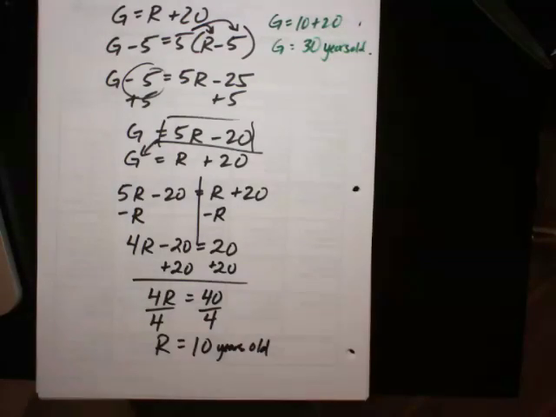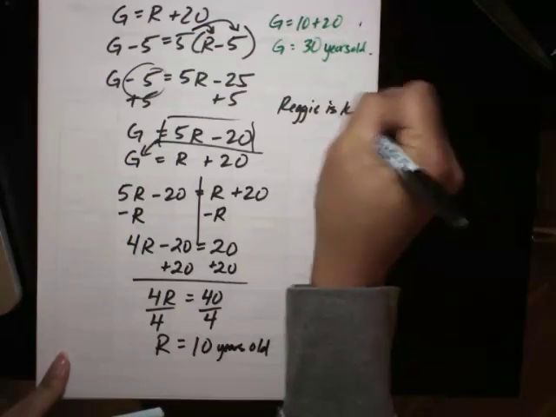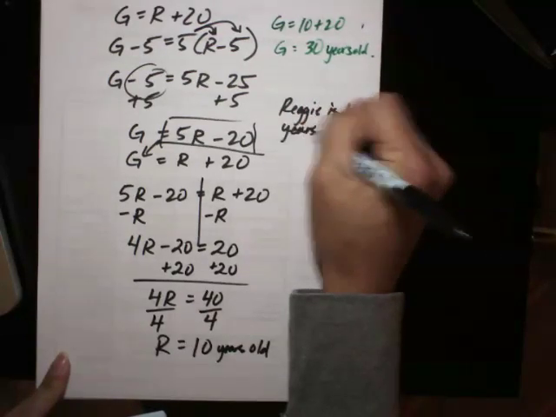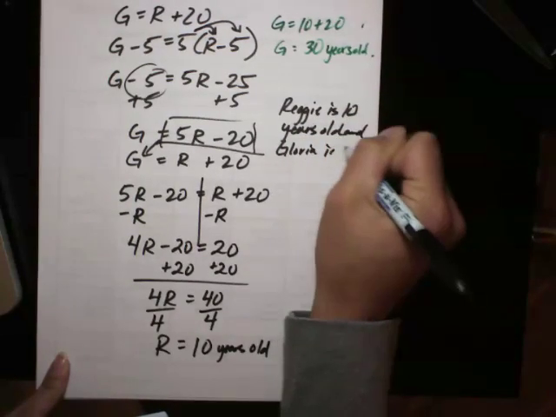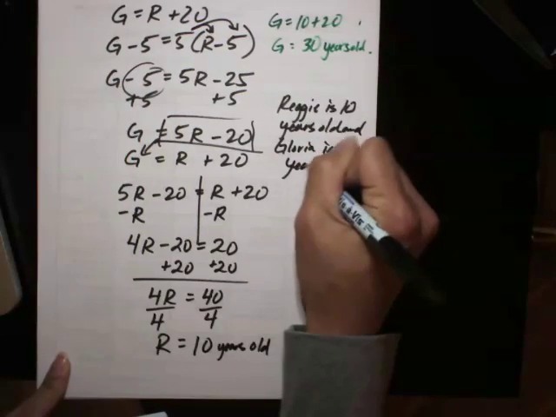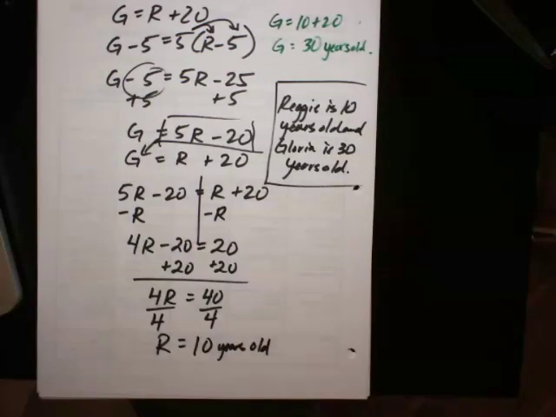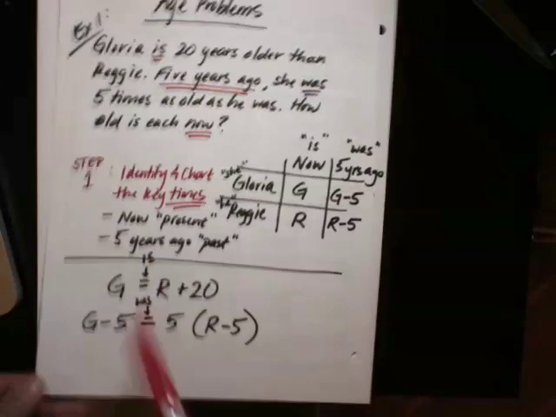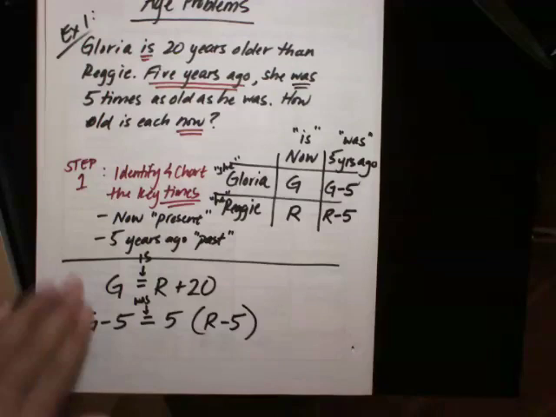Okay, so now we have 2 pieces of information. We know that Reggie is 10 years old and Gloria is 30 years old. And that will answer the question that was asked. Okay, so again, I want to review. Make sure that you, first step, identify and chart the key times. And this will get easier as you go. So let's try a second example.